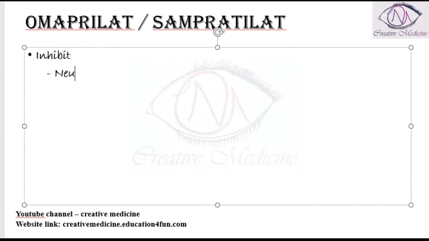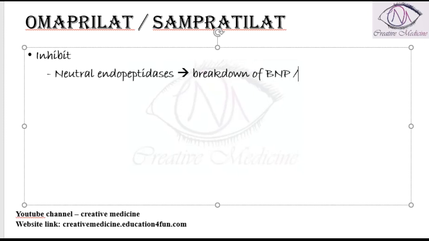One, it inhibits the neutral endopeptidases. These neutral endopeptidases are responsible for the breakdown of brain natriuretic peptide and atrial natriuretic peptide. So once it inhibits the neutral endopeptidases, this breakdown of brain natriuretic peptide and atrial natriuretic peptide will not occur. So atrial natriuretic peptide and brain natriuretic peptide levels are increased.